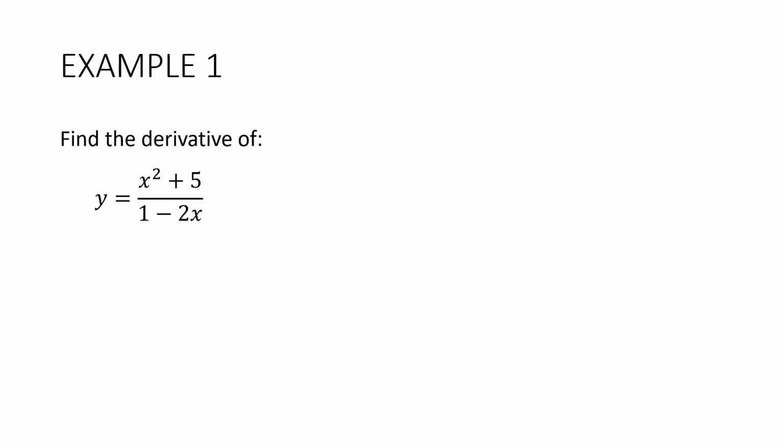Find the derivative of y is equal to x squared plus 5 all over 1 minus 2x. So we'll start, like we do with the product rule, with saying what u is and what v is. So u is going to be equal to x squared plus 5, v is equal to 1 minus 2x. U dashed is 2x, v dashed is negative 2. And now let's construct the quotient rule.